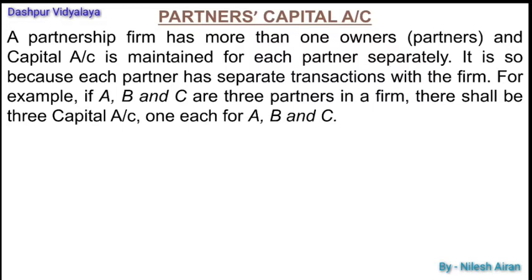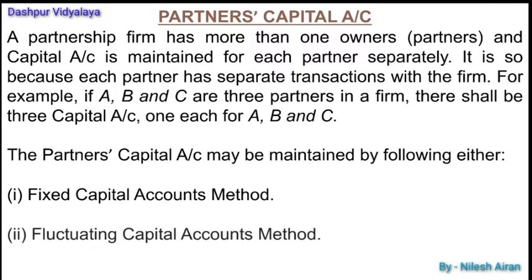It is so because each partner has separate transactions with the firm. Suppose we are given three partners, A, B and C. Their capital contributions would be different. Partners may be allowed interest on capital, salary, or commission, or their profit sharing ratio may be different. So to distribute the profit of the firm, we prepare the profit and loss appropriation account. After preparing it, it becomes necessary to calculate the closing capital of the partner. So partners' capital accounts are prepared.